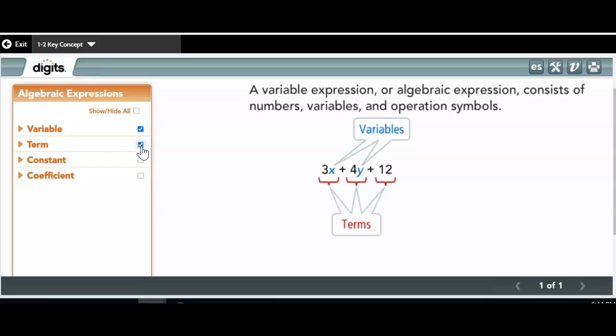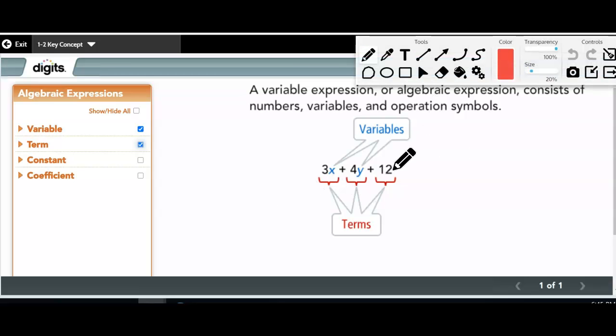Next is term. A term is a number, a variable, or the product of a number and one or more variables, separated by a plus or a minus sign, as long as the plus and minus sign are outside the parentheses. So the basic definition is a term is separated by a plus or a minus sign. If we look at this algebraic expression, they're separated by a plus sign here and a plus sign here. So this algebraic expression has 3 different terms.